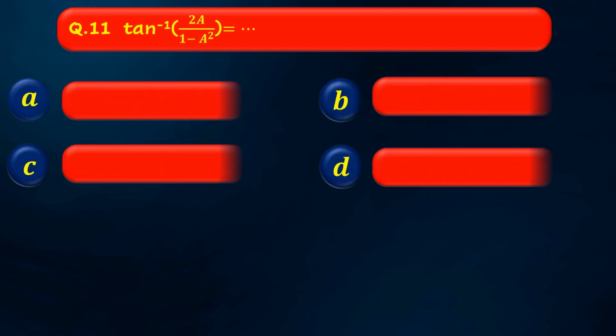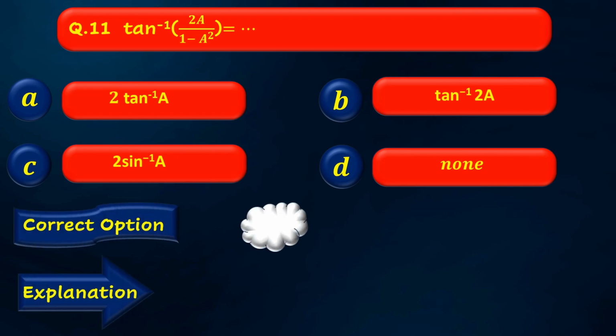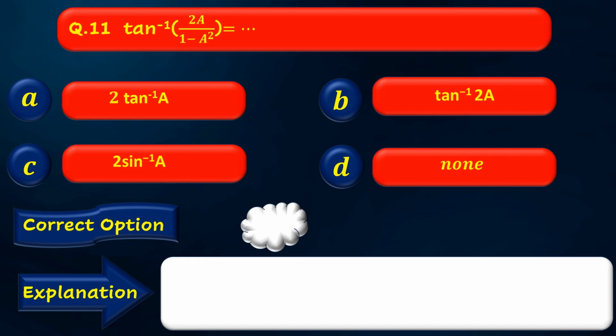Question number 11. Tan inverse of 2a over (1 minus a square) is equal to, and the options are. Let's find out which one is the correct option. But before that, let's explain it. According to sum of two tangent inverse functions, tan inverse a plus tan inverse b is equal to tan inverse of (a plus b) over (1 minus ab).